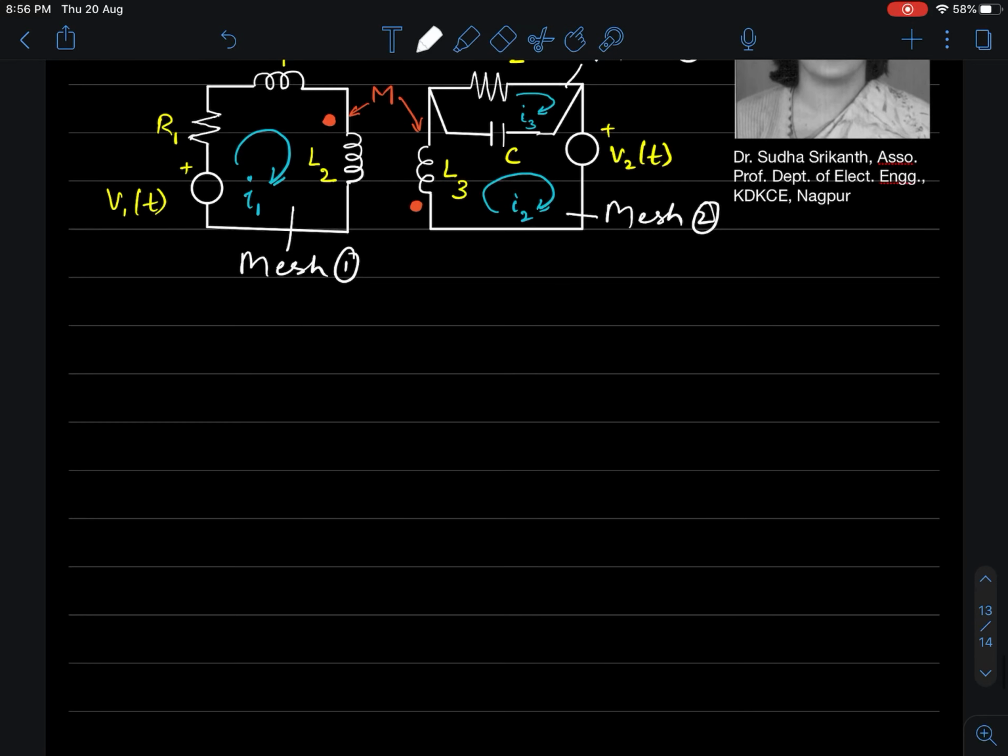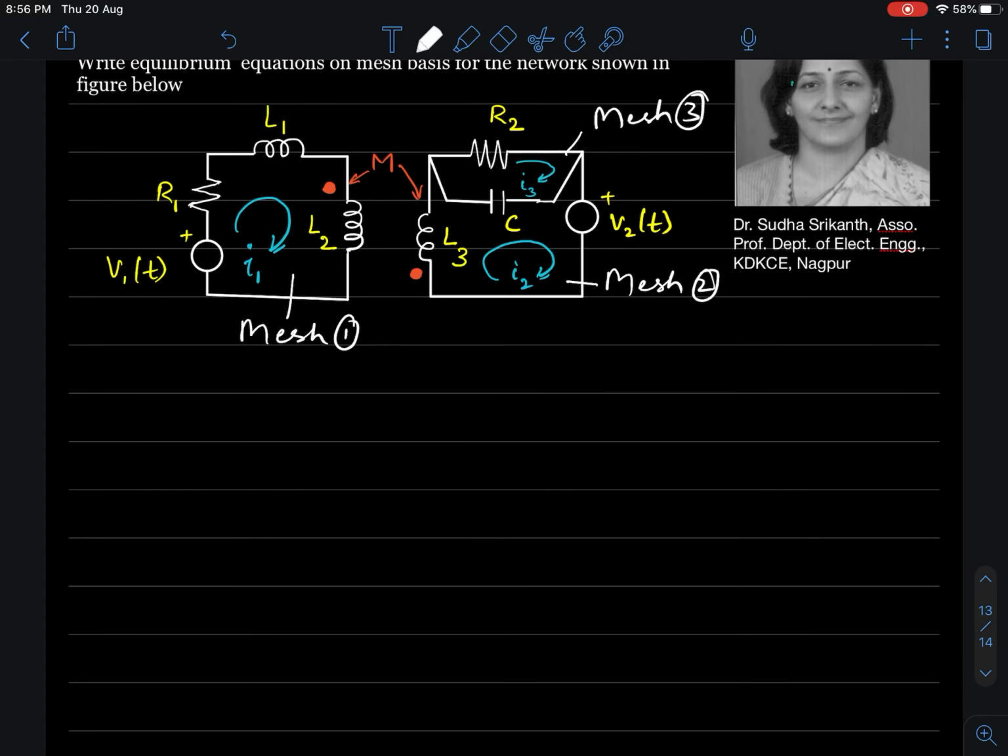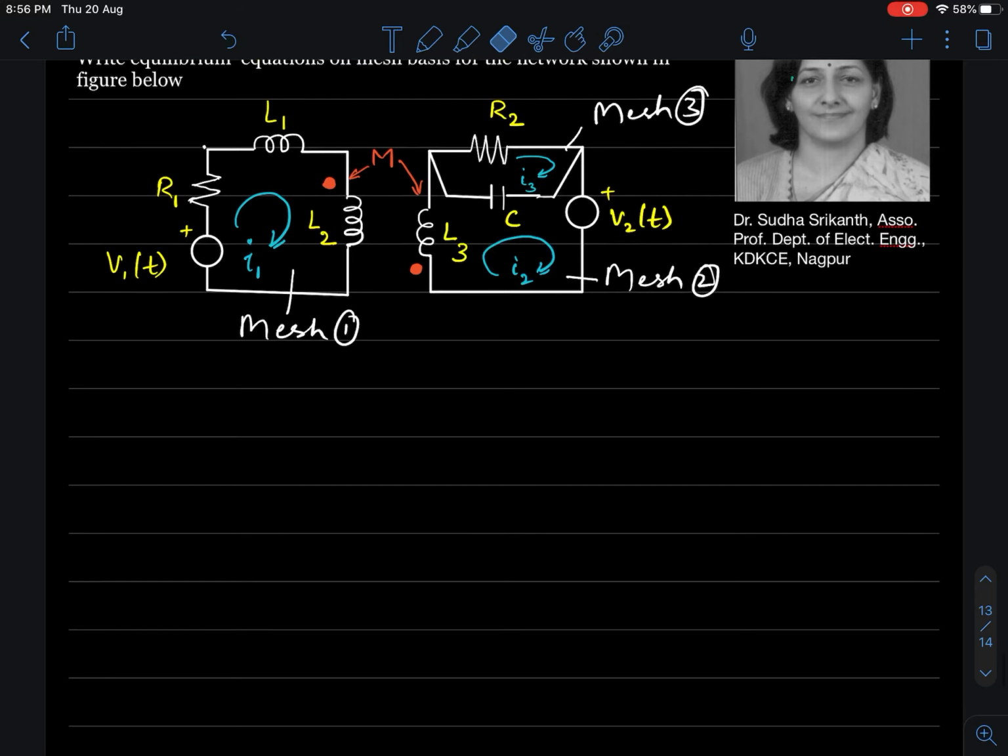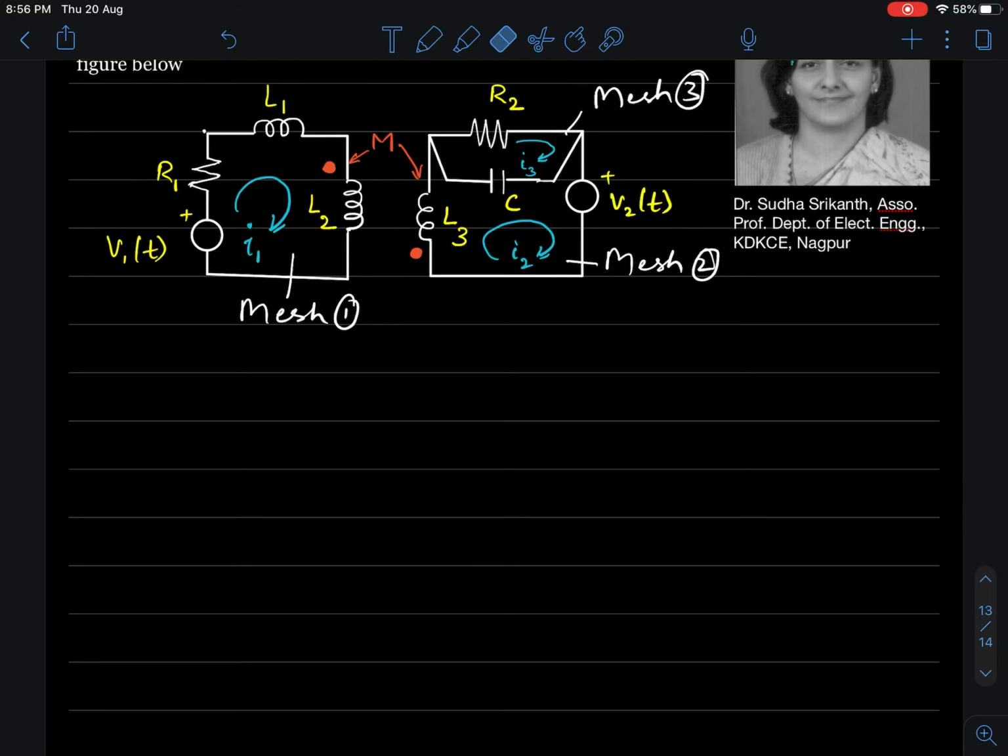Let us write the equilibrium equations for mesh 1. How do we write? It is simple. As I normally do, I start from the top left corner. I start from A, go through L1, go through L2, come back to V1, come back to R1, then back to A. So I will write the equilibrium equation.